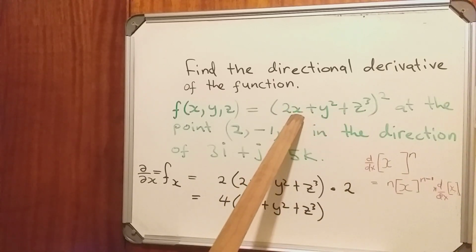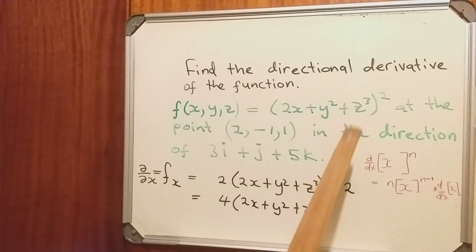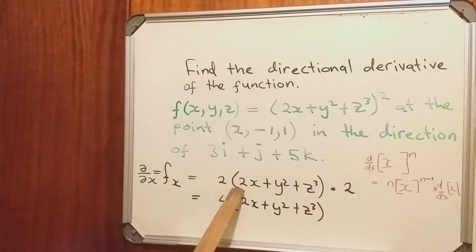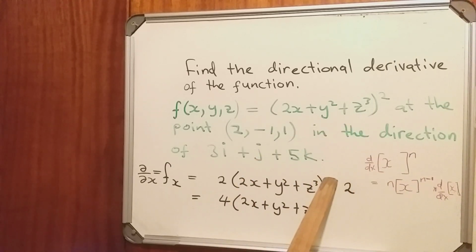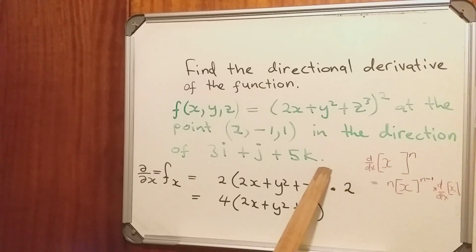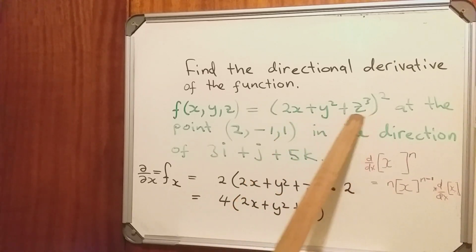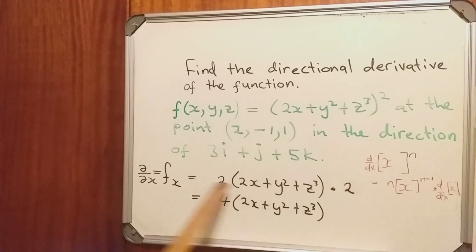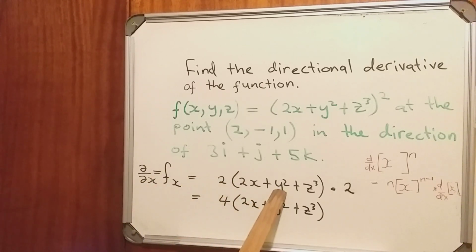If we differentiate with respect to x, y is a constant and z is a constant. So we take our 2, and then we repeat everything that is inside the bracket to the power 2 minus 1, which is 1, so there's no need of writing that 1. Multiplied by the derivative of what is inside with respect to x, since I want partial x. If I wanted partial y, I would differentiate with respect to y.